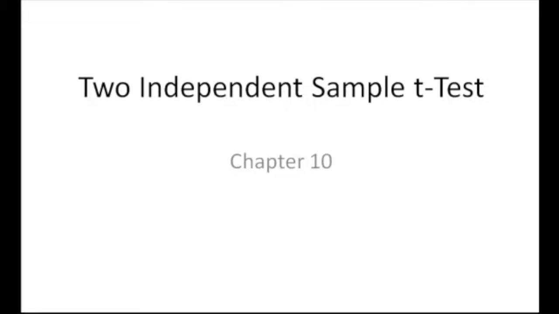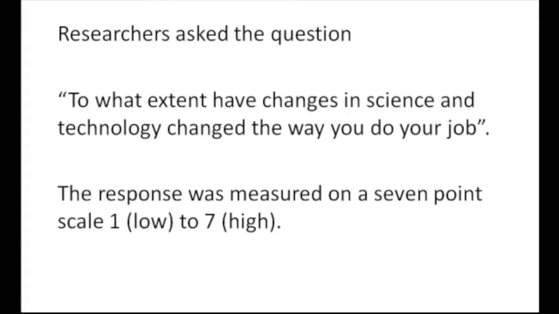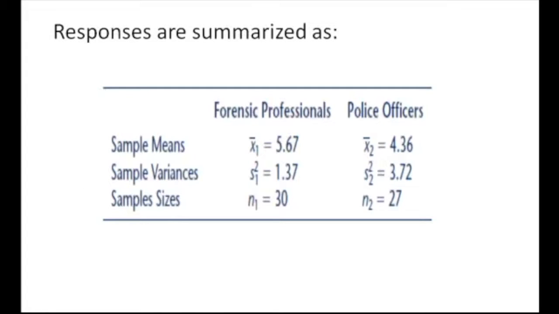This video discusses the difference in means for two independent samples. Researchers asked the question, to what extent have changes in science and technology changed the way you do your job? The response was measured on a 7-point scale, 1 low to 7 high.